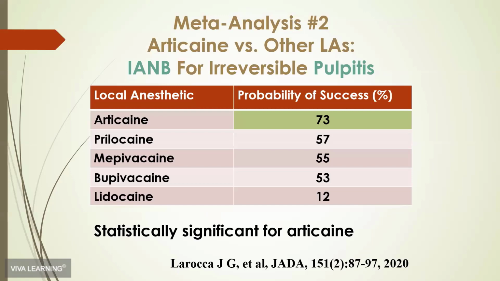This meta-analysis compared articaine to our other local anesthetics. And again, articaine had a higher probability of success for an inferior alveolar nerve block if you were doing an extraction or a root canal. So 73% efficacy compared to much lower efficacies for the other local anesthetics.